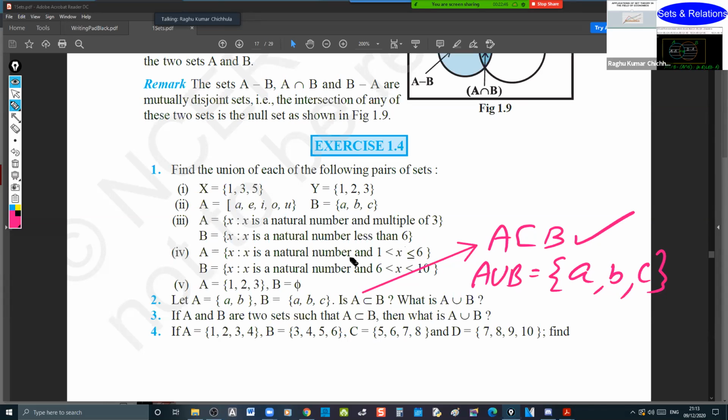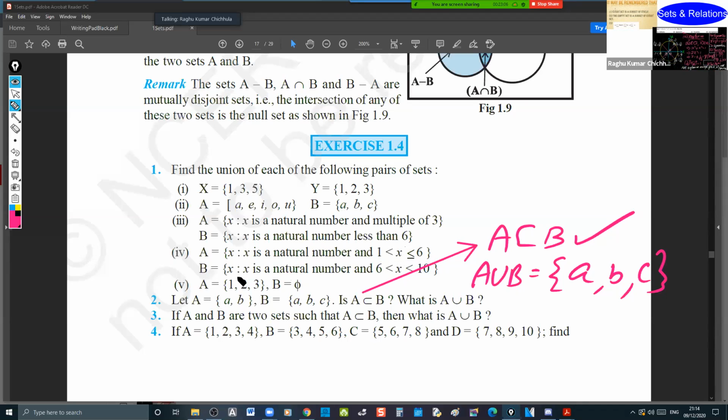Similarly, A is a natural number, and 1 is less than x less than or equal to 6 means x equals 2, 3, 4, 5, 6. B is 7, 8, 9. You have to write all the elements starting from 2 till the end of 9. Yes. That is 2, 3, 4, 5, 6, 7, 8, 9.